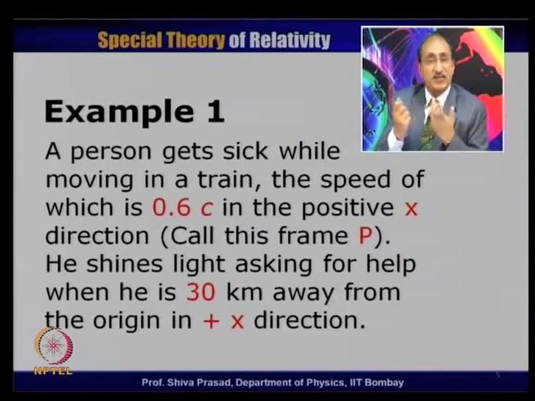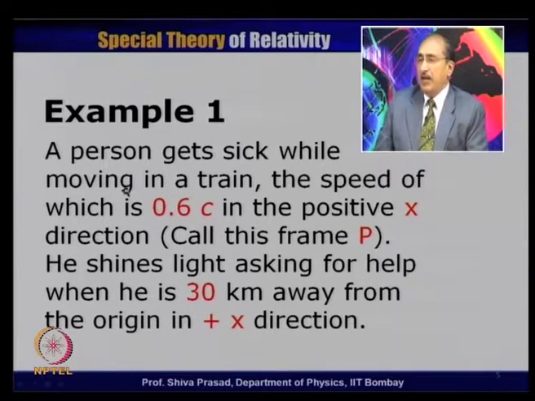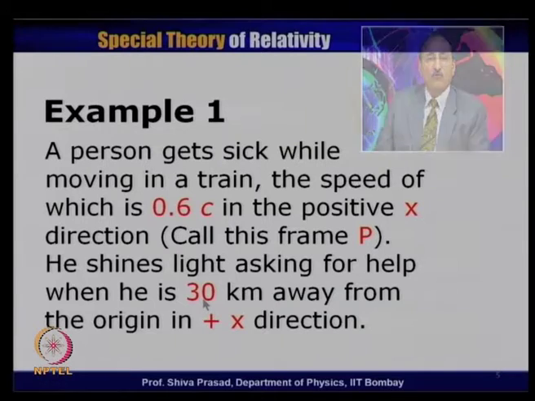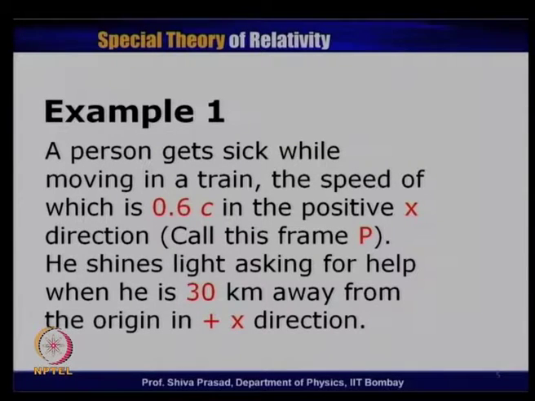Now, this person, once he gets sick, sends a distress signal by emitting light. He emits light asking for help, and at that particular instant when he gets sick and sends the signal, he is 30 kilometers away from the origin in the plus x direction. That is what we have written. A person gets sick while moving in a train, the speed of which is 0.6 c, which is obviously relative to the ground, in the positive x direction. Call this frame P. He shines light asking for help when he is 30 kilometers away from the origin in the plus x direction.